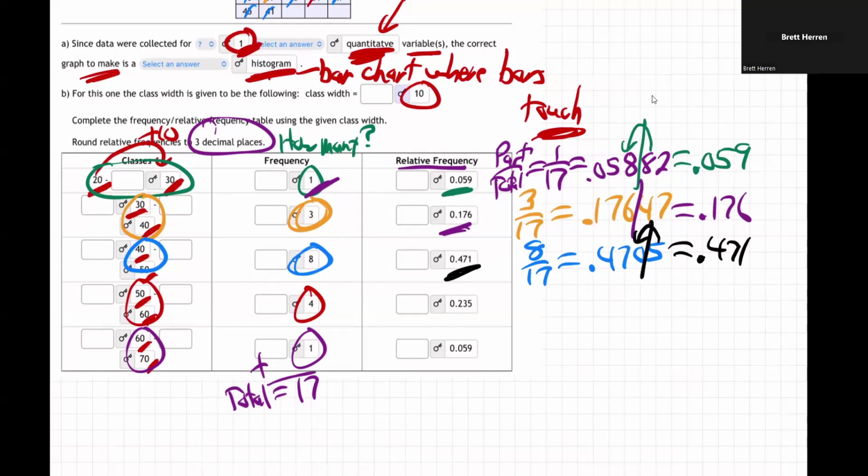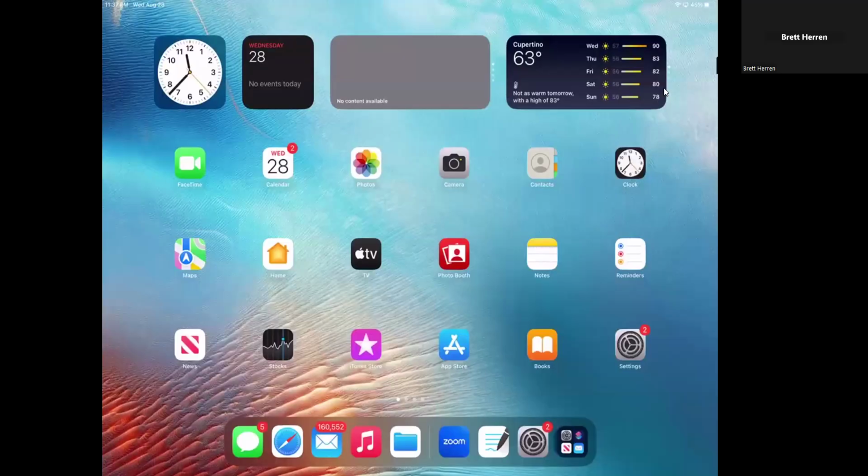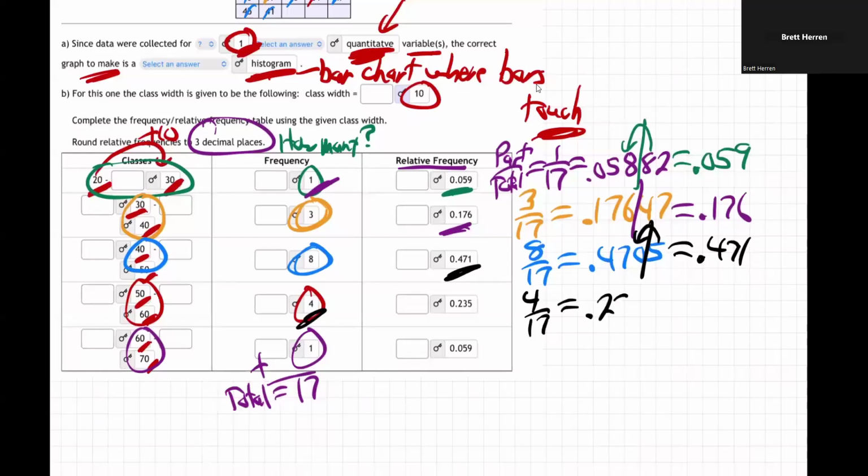Next one is 4 out of 17. There we go. Okay, 4 out of 17. And that's 0.2352. We're supposed to round that to 3 places. That says leave it. 0.235. That's what we got. Last one is 1 out of 17. Actually, we did that one up here. That's 0.059. We got it.